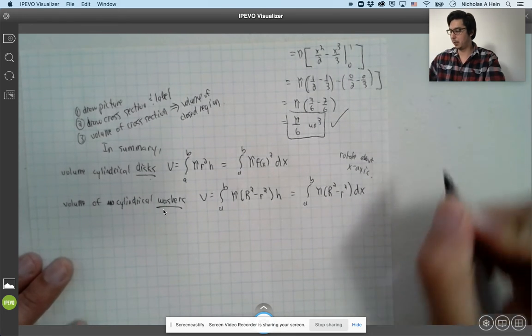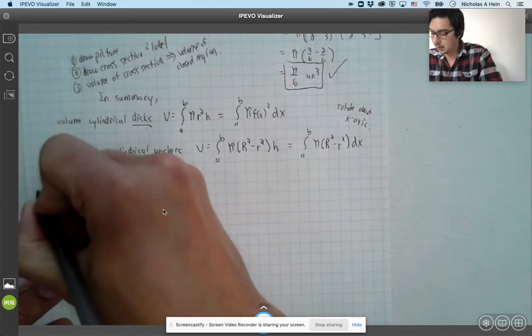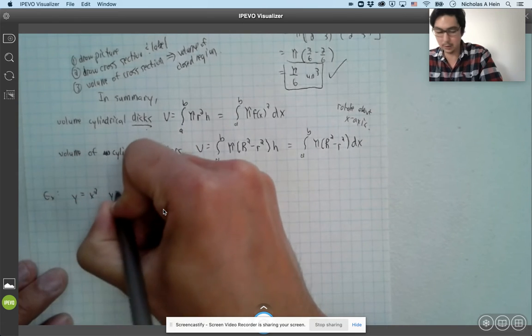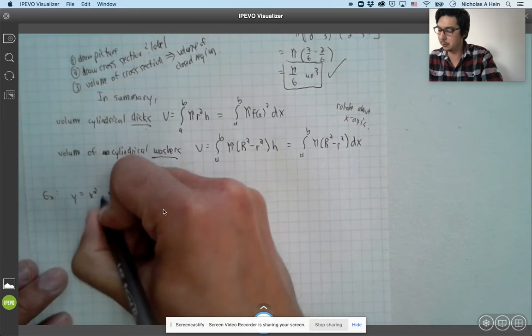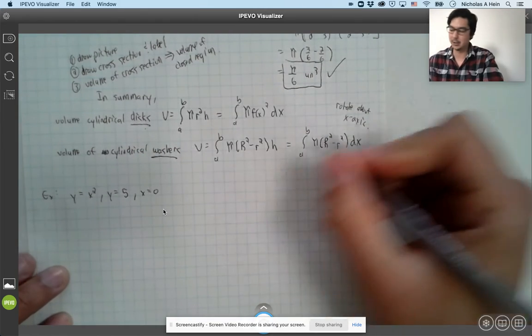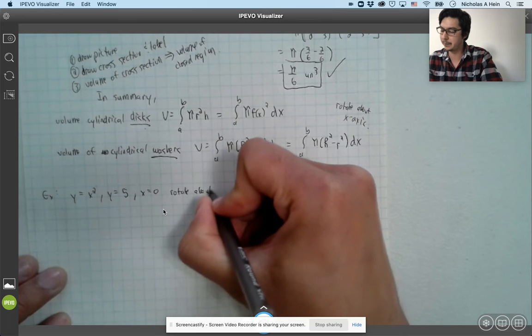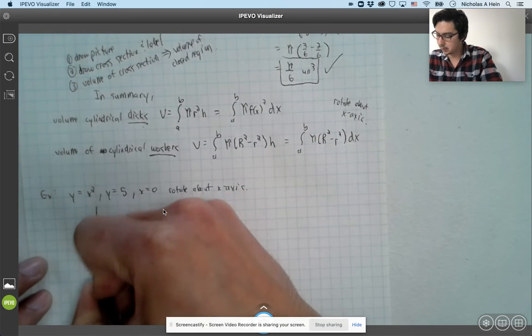Now let's look at one more problem and be done with this. Last example, let's do y equals x squared, y equals 5, and x equals 0, with those three functions, and rotate about the x-axis. So let's draw the picture.